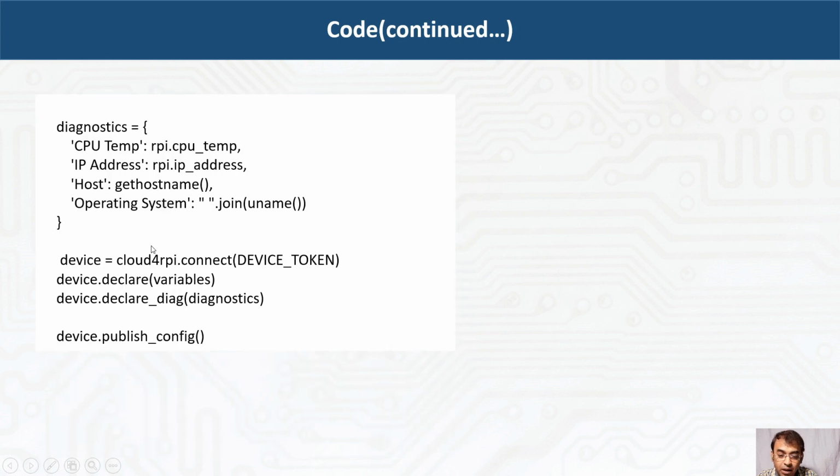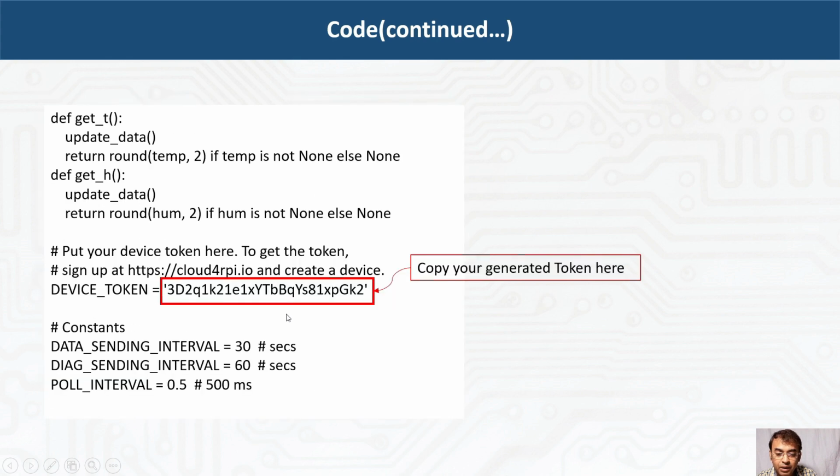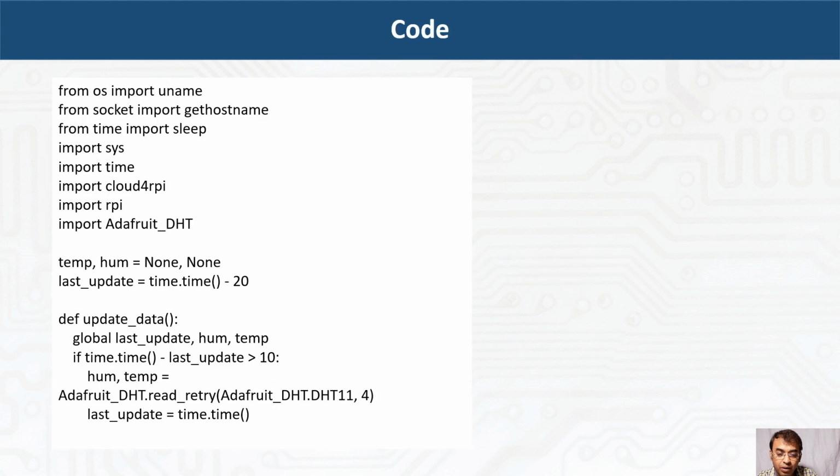And this is the function, that is Cloud4Rpi.connect, to connect to the cloud, and you have to pass the device token. That is most important to identify the channel. This is more or less all about the code.